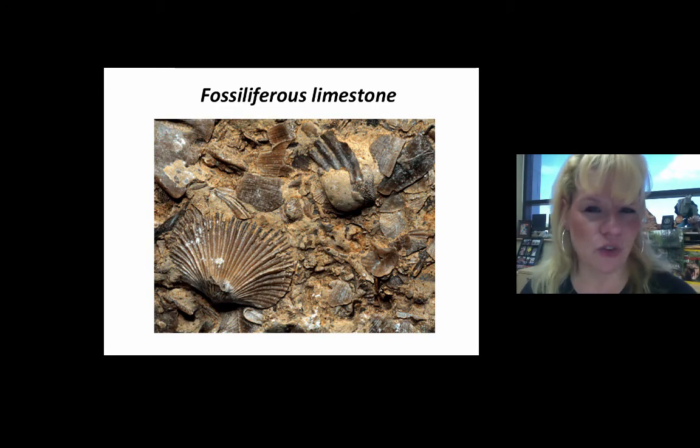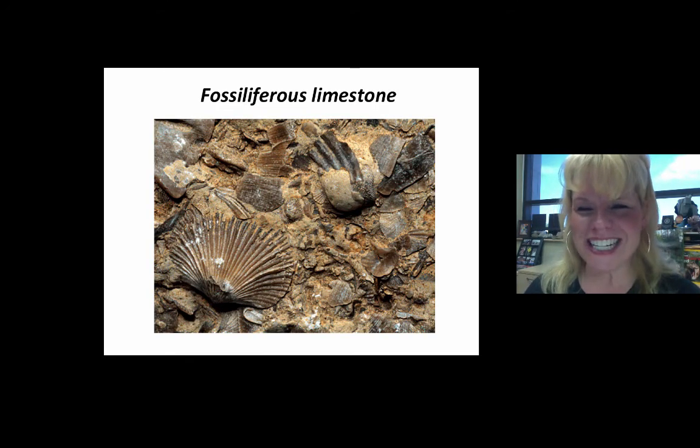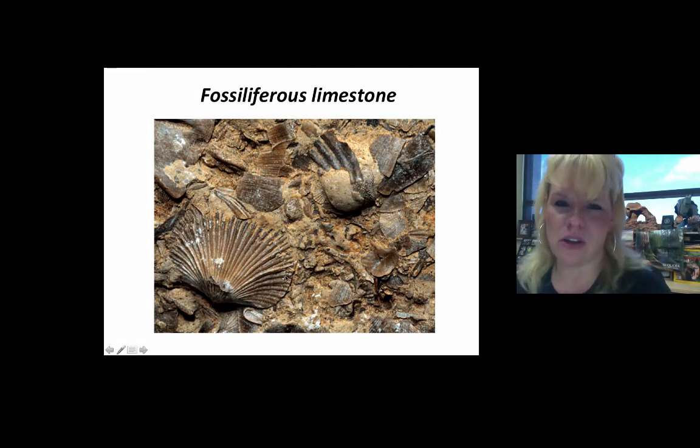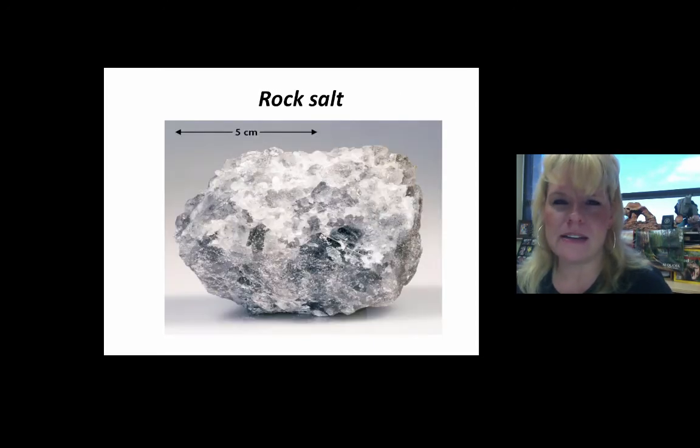This is fossiliferous limestone. That's a mouthful, isn't it? Fossiliferous. But you can see all the variety of animals that got buried in this limestone. That tells you a clue and a story right there of how the rock was made and the depositional environment by which it was made. Rock salt represents evaporating ocean water that was very salty, or lake water that happened to be salty.